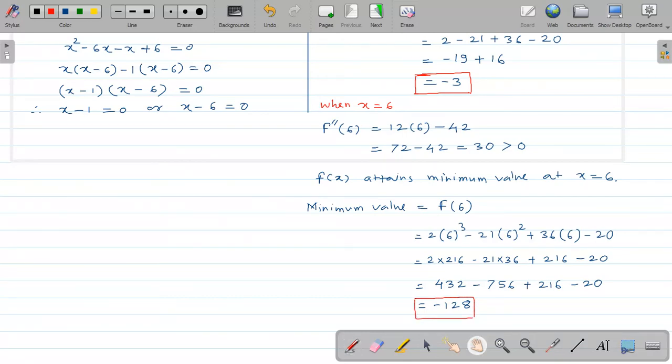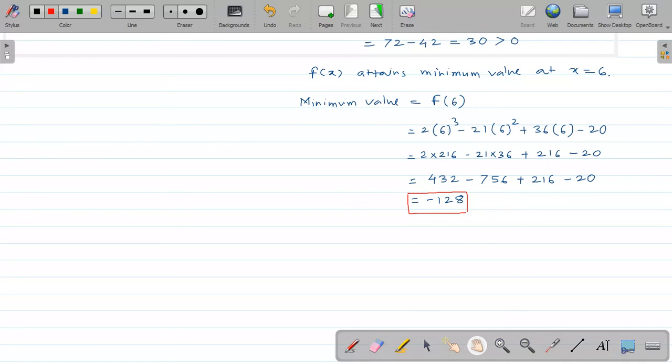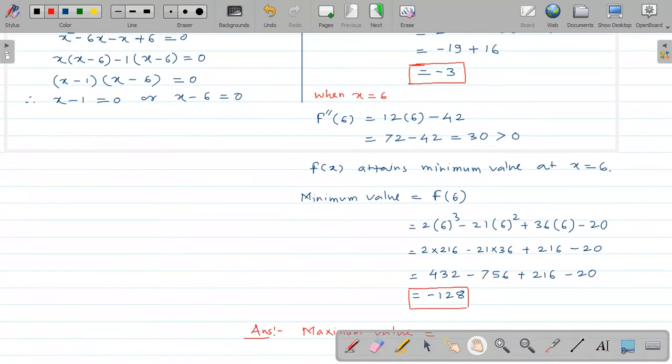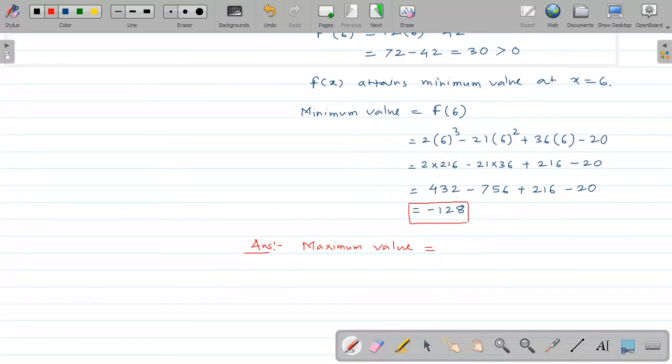So what is our final answer now? The answer is, if you want to write the last answer, then maximum value is equal to minus 3 at point x is equal to 1, and minimum value is minus 128 at point x is equal to 6.